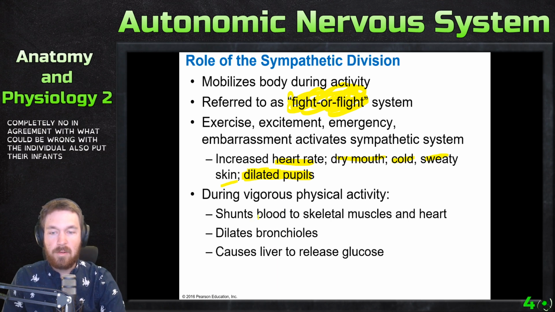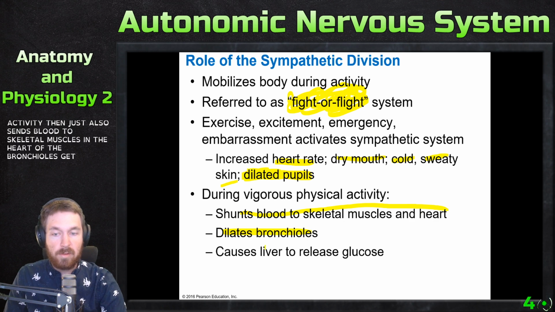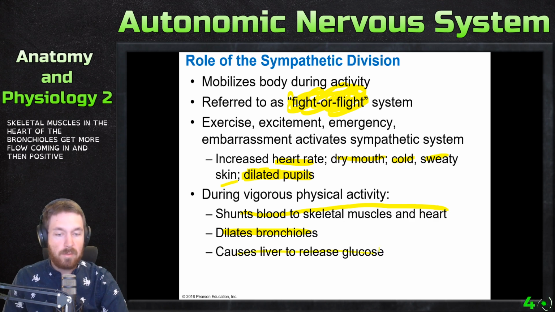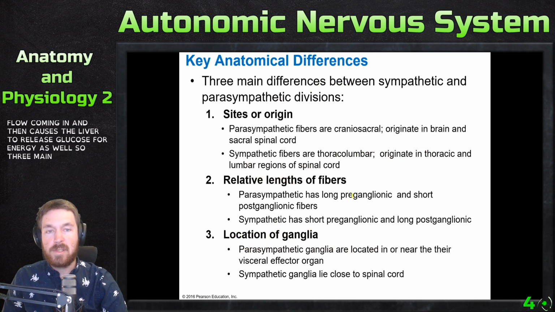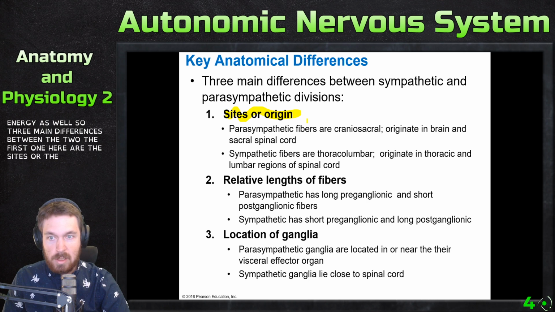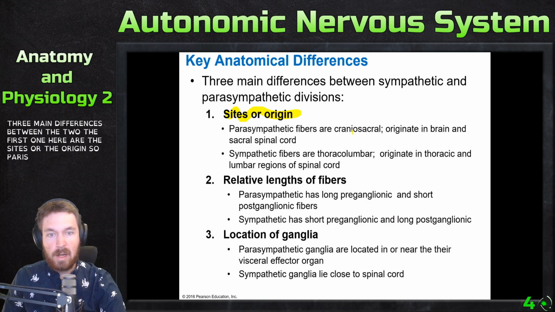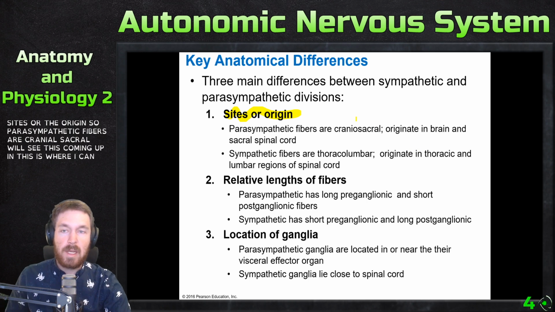But during physical activity, this also shunts blood to skeletal muscles and the heart, dilates the bronchioles to get more flow coming in, and then causes the liver to release glucose for energy as well. So three main differences between the two. The first one here are the sites or the origin. So parasympathetic fibers are craniosacral. We'll see this coming up. And this is where it gets its name too.